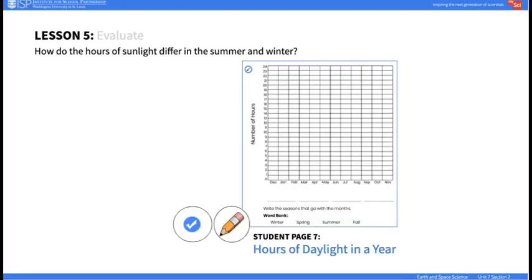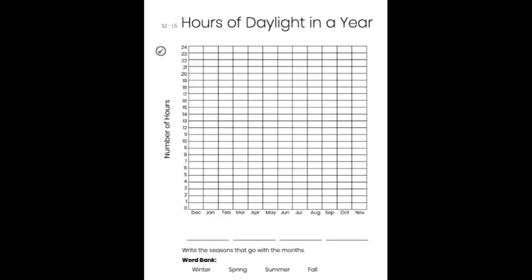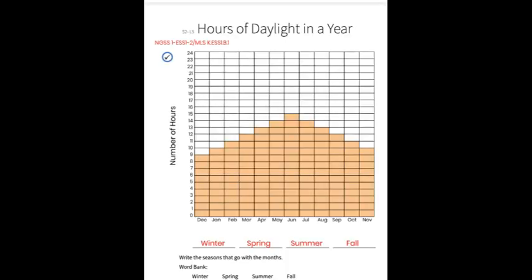In the Evaluate, have the students complete the hours of daylight in a year graph on student page 7, adding the seasons under the months. A guide for this page is provided on teacher page 23. After students complete the graph, have students use it to describe the seasonal pattern of daylight hours.